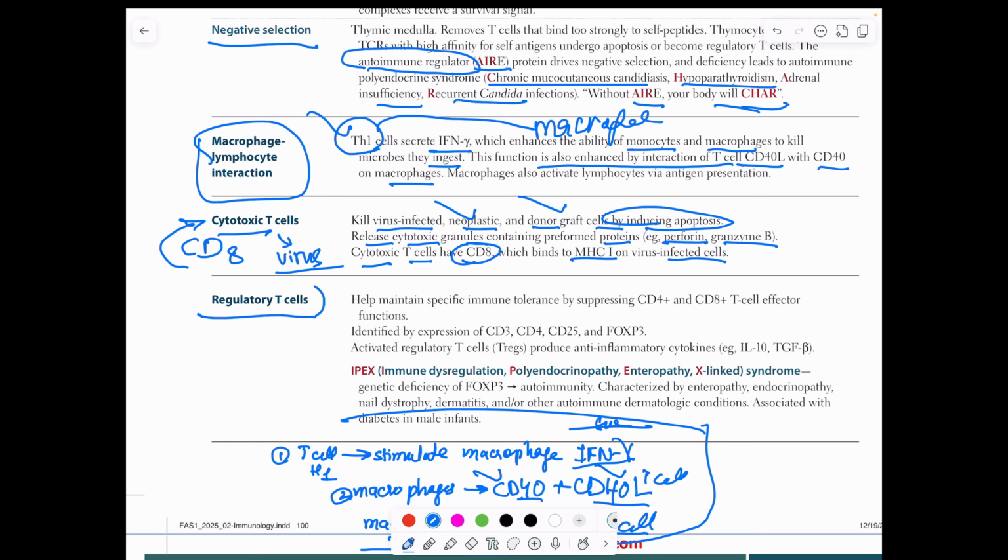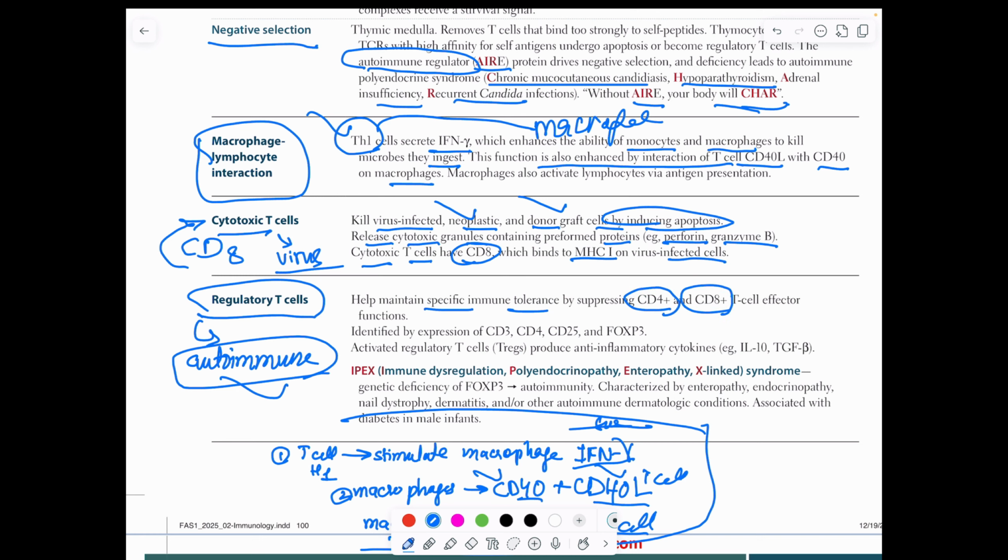Then what are regulatory T cells? They maintain tolerance and stop the autoimmune reactions in the body. They help maintain specific immune tolerance by suppressing CD4 positive and CD8 positive T cell effector function. They are identified by the expression of CD3, CD4, CD25 and FOXP3. Activated regulatory T cells produce anti-inflammatory cytokines like interleukin 10 and transforming growth factor beta.